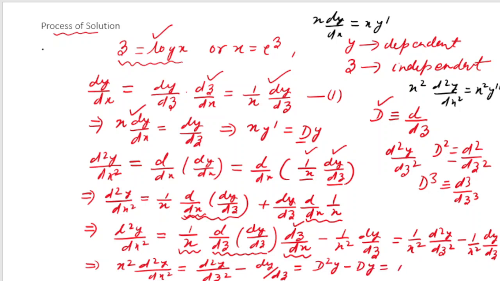So this can be written as D common into D minus 1 of y. So now we are getting an expression, and this is something that we need to be careful about. This is the first expression that I got: wherever I get xy dash, I will replace it by Dy. And if you look at this expression, I am moving to the next page.